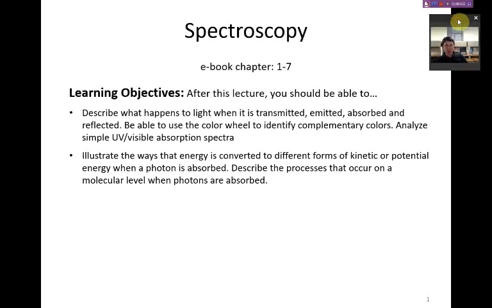Welcome back, everyone. In this video, we're going to learn about ebook chapter 1, lesson 7, and specifically we're going to learn about spectroscopy. So after reading this section in the ebook and after watching this video, you should be able to describe what happens to light when it's transmitted, emitted, or absorbed and reflected.